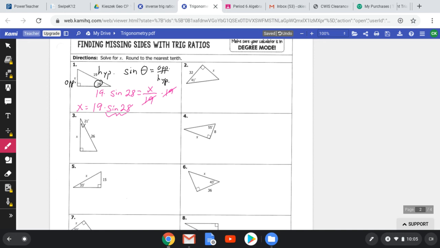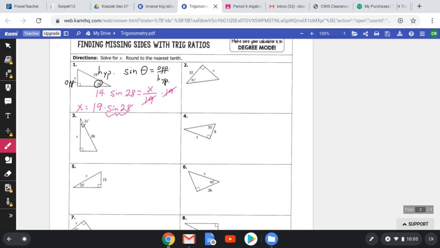So technically, what we have here, this is the exact answer. But we want to get the rounded answer here because this means nothing to us. 19 sine 28 means nothing. We actually want to find a measurement. So this is where your calculator comes into play.